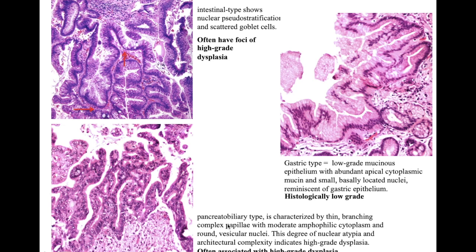There's also the pancreatobiliary type, which is characterized by these long, thin, branching complex papillae with moderate amphophilic cytoplasm, and round, vesicular nuclei. This kind of architecture indicates that it has high-grade dysplasia. If we see that our IPMN is of this subtype, we would likely be able to find some high-grade dysplasia because the pancreatobiliary type is associated with high-grade dysplasia very frequently.